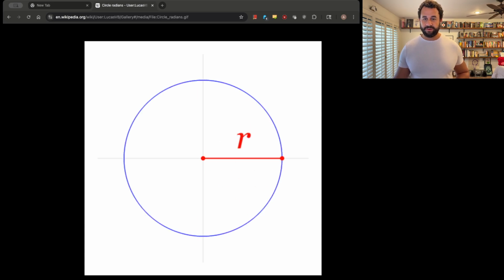There's a circle swept out, radius r. And what we're going to do is take that radius and essentially slap it onto the circle like so, and we're going to measure that angle. And that angle is 1 radian. Okay, that's 1 radian. Now check this out. There's 2 radians, there's 3 radians. Half of a rotation is pi radians. And then a full rotation is 2 pi radians. And that's where that's coming from.